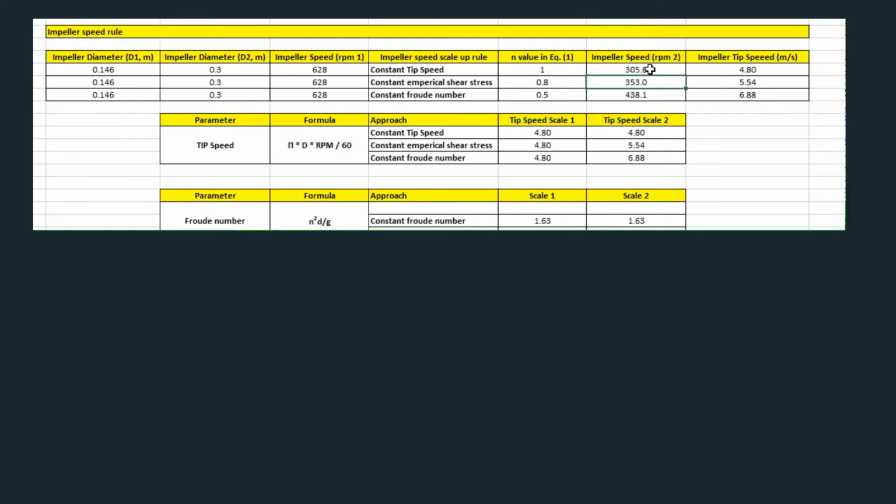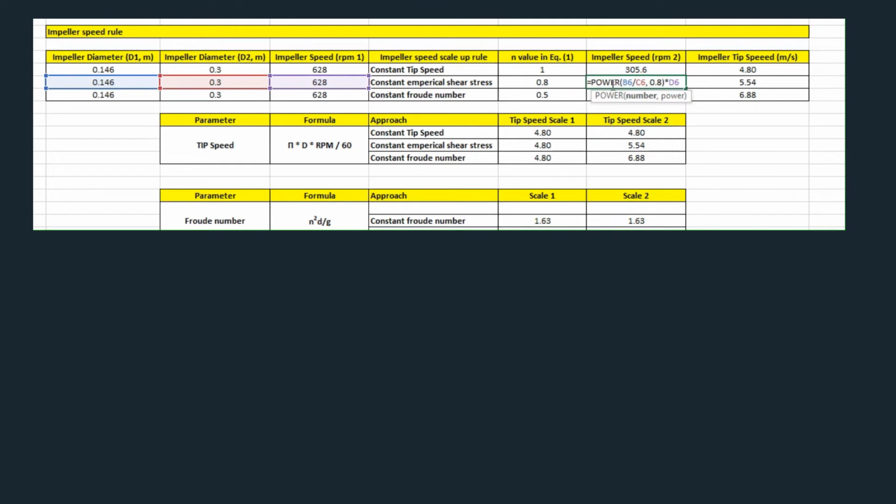Okay, so for having the same tip speed as the lab scale model, which is rotating at 628 rpm with an impeller of 0.146, we have to rotate our scale-up stage impeller, which has a diameter of 0.3 meter, at an rpm of 305.6. Then we will get the same tip speed. Then for getting the constant empirical shear stress, the n value will be 0.8. So applying the same formula, we can calculate the rpm, but here (D1/D2) is raised to the power 0.8.